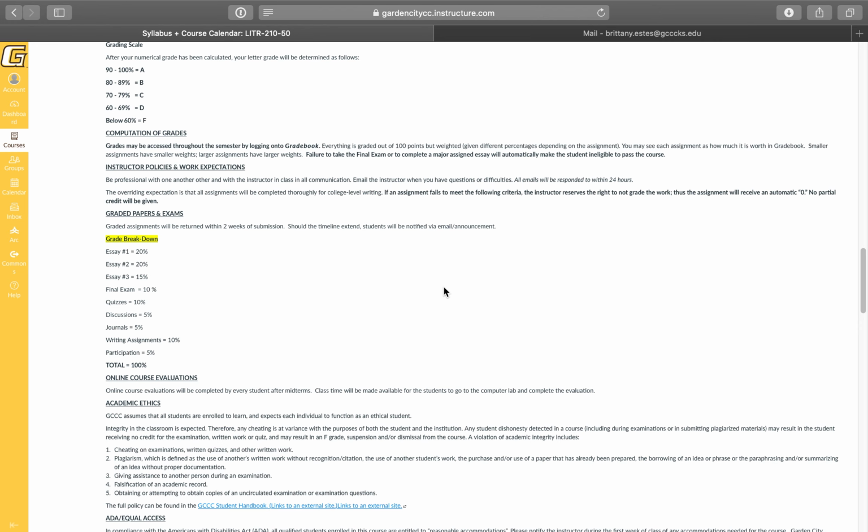And the grade breakdown is pretty simple. It's 20% for Essay 1 and Essay 2. Essay 3 is 15%, and your final exam is 10%. Quizzes are 10%, discussions and journals, which are essentially like personal blogs, are 5%. Writing assignments are 10%, and participation is 5%.